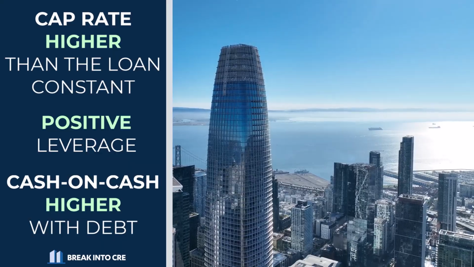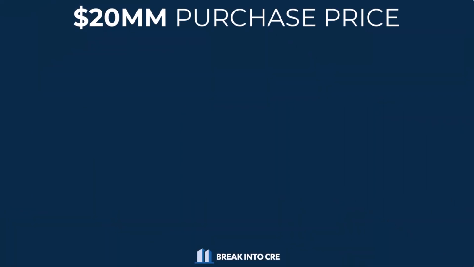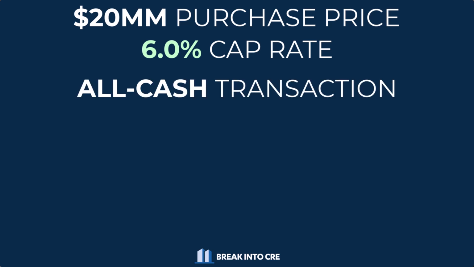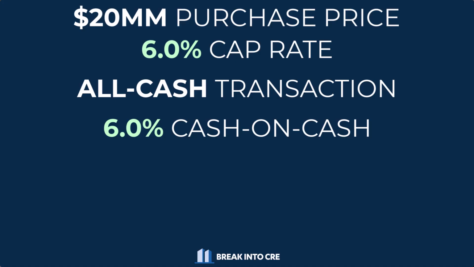For example, if an investor were to buy a property for $20 million at a 6% cap rate in an all-cash transaction, that cash-on-cash return in the first year of ownership would also come in at that 6% number.